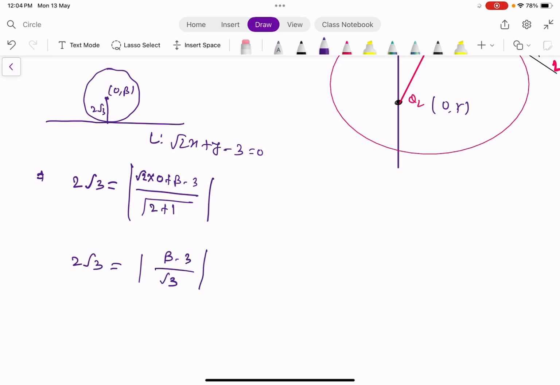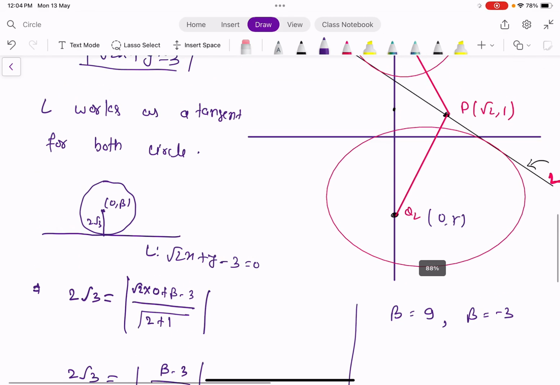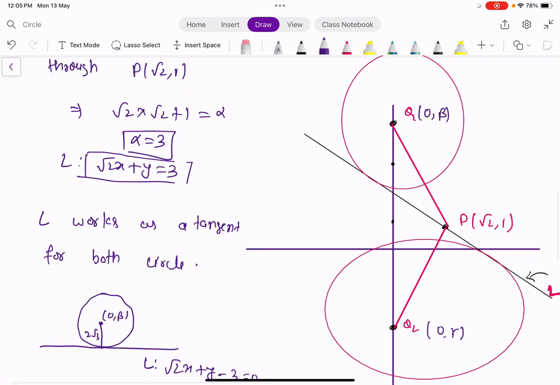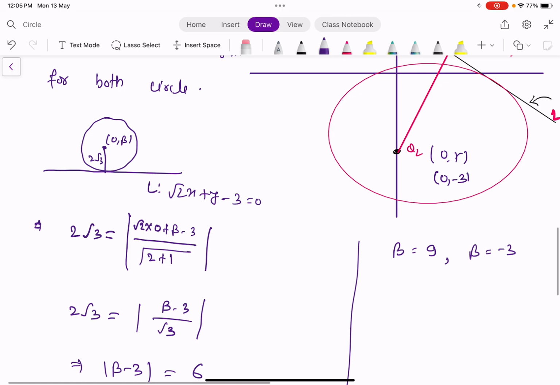Now if you multiply by root 3 here, we get beta minus 3 is nothing but 2 into 3, that is 6. So beta minus 3 will be 1 times 6, and beta minus 3 equal to 1 times minus 6. So what is the value of beta we got here? Beta we got 9, and the other beta we got minus 3. So if you see very carefully, this is nothing but (0, 9), and this will be (0, minus 3).